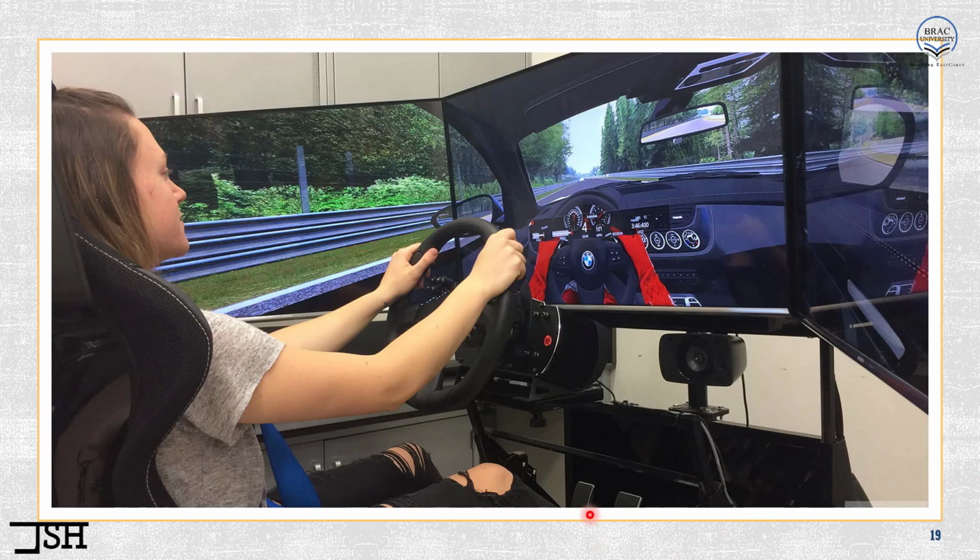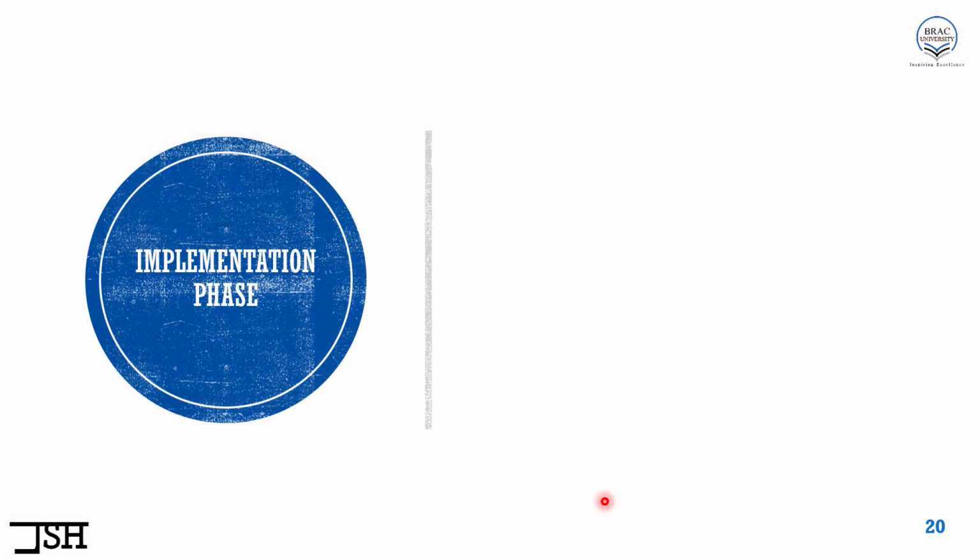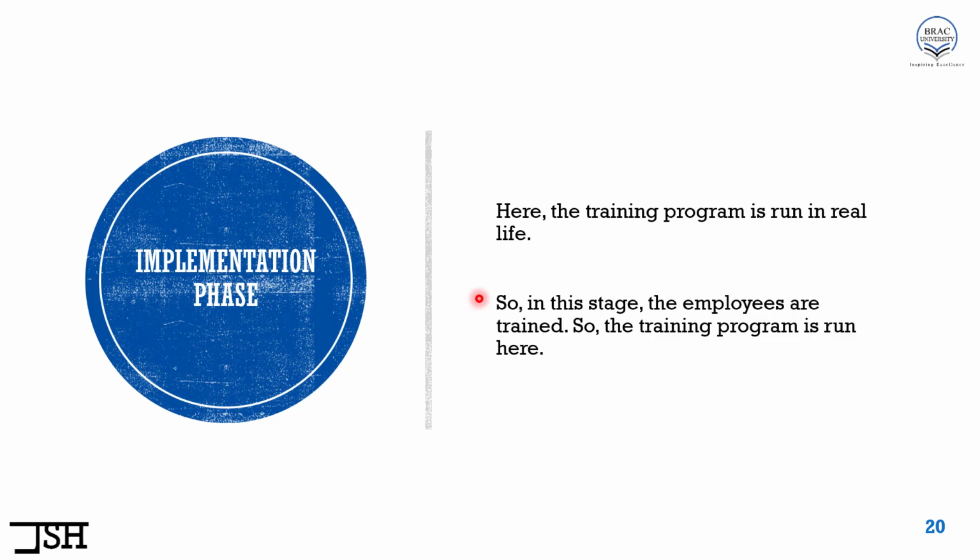So yes, at the end of the development phase, all the materials are ready. So we can start the training now, right? That's when we move on to the next stage, which is the implementation phase. In this phase, we actually start the training program. So the trainees now actually can start learning through the training program. Here, the training program is run in real life. In this stage, the employees are being trained through the training program. So as you can see, in this phase, we basically implement the training or run the training program. All the participants are basically learning through the training program here.